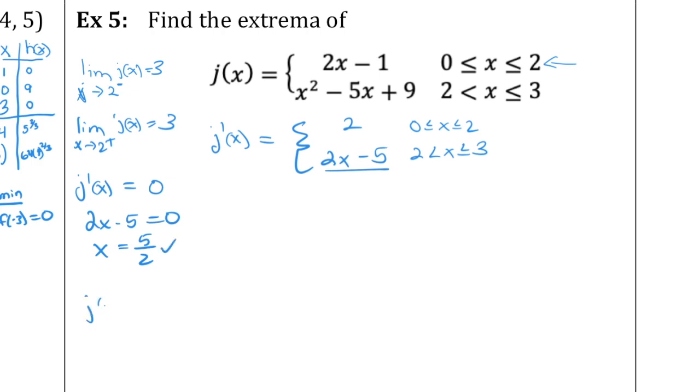But where does j prime of x not exist? Again, we're going to do a limit as x approaches 2 from the left, this time of j prime of x. From the left it is 2. And then we take the limit as x approaches 2 from the right of j prime of x. And in that case, the answer is going to be -1. So we do have a second critical number, and that critical number occurs when x is equal to 2.